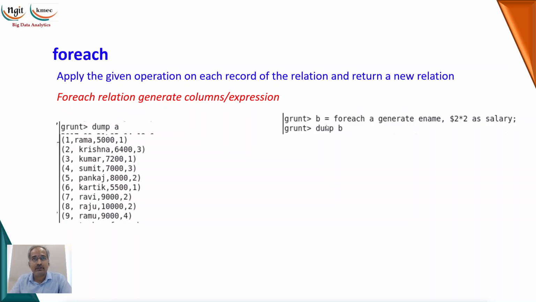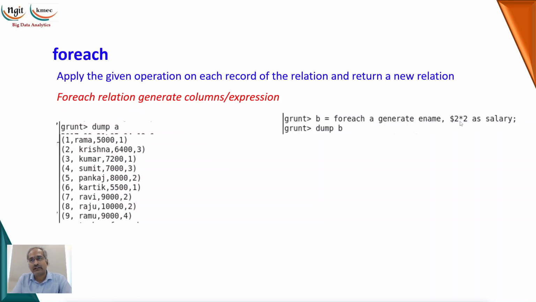Okay, and then B equal to, I'm creating another relation. Already we have the relation A, I'm creating the relation B. How we are creating is: for each A, generate ename, $2 star 2. What is this ename? Ename is this one. And then $2: $0, $1, $2, $3. So here 1, 2, 3, 4, this is the $0. Rama, Krishna, Kumar, all these are the $1. $2 is 5,000, 6,400 and all.